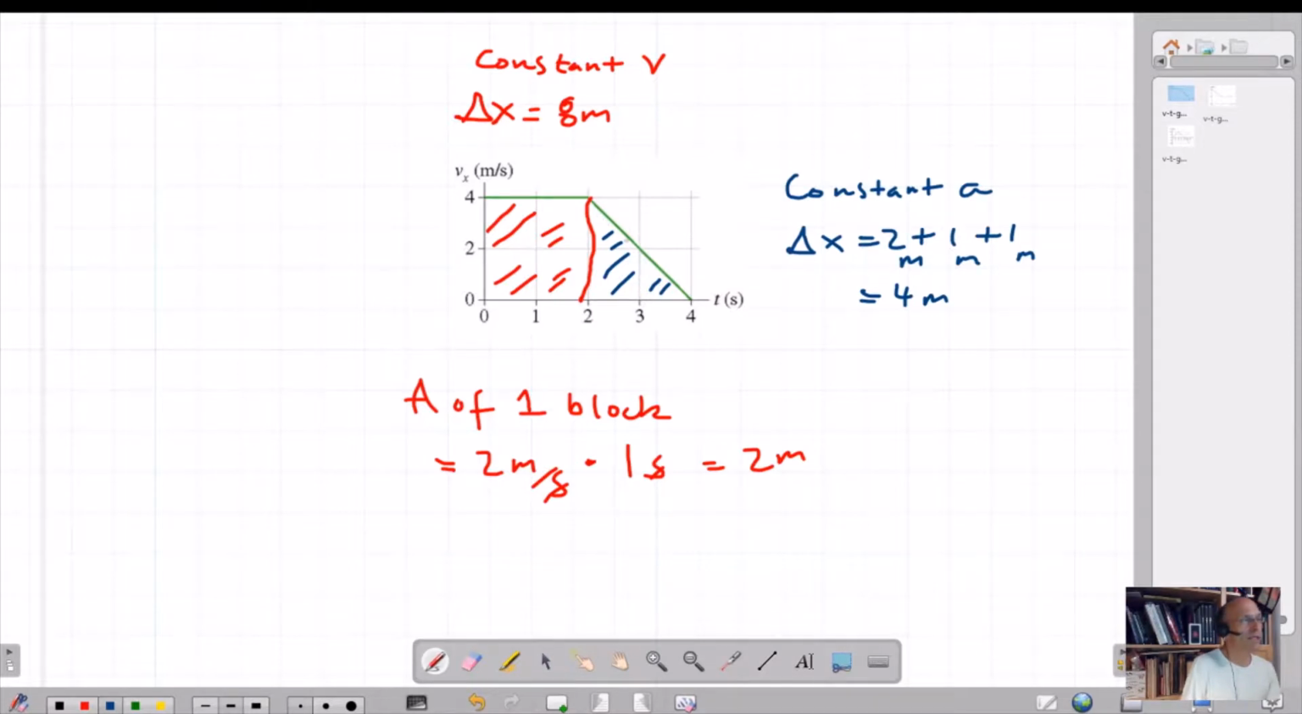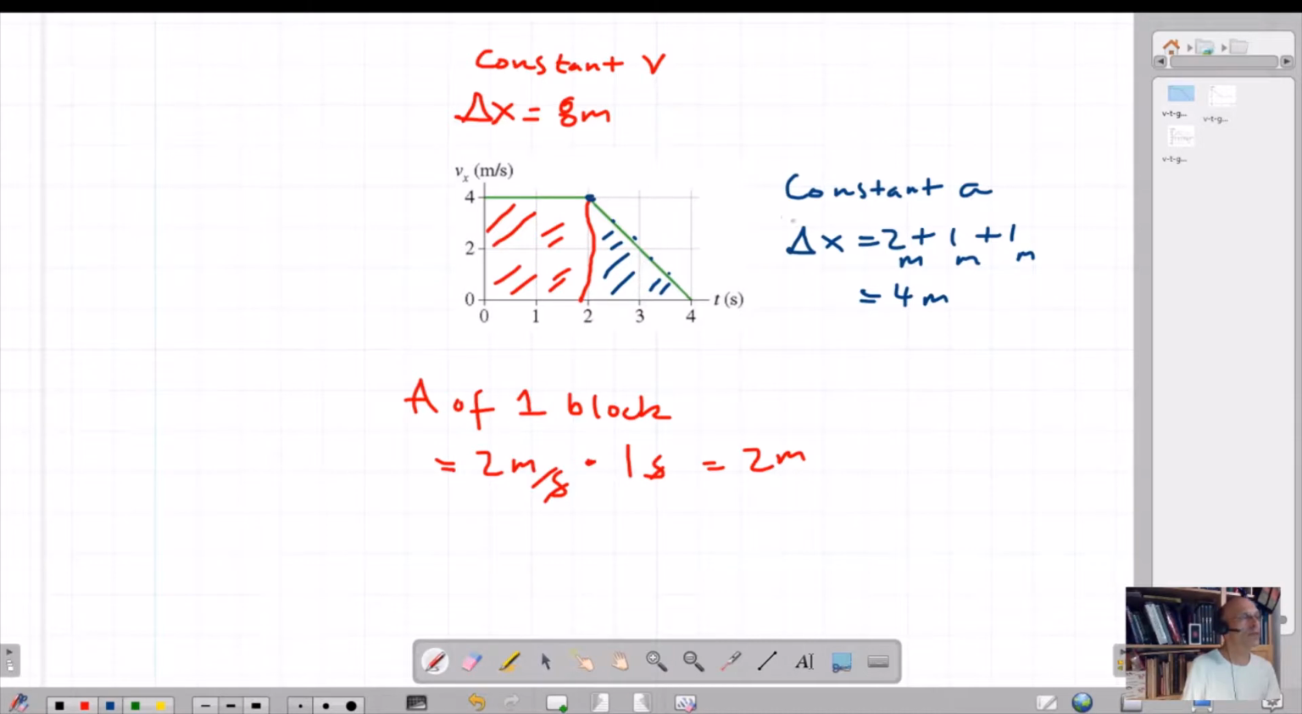That the displacement is less than before because there's only one instant where the object during the constant acceleration phase is moving at 4 meters a second. At every other instant, it's moving at less than 4 meters a second. As time passes, the graph shows the velocity decreasing.